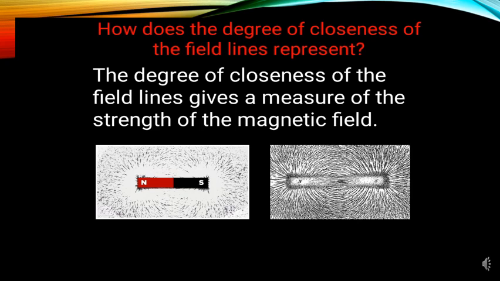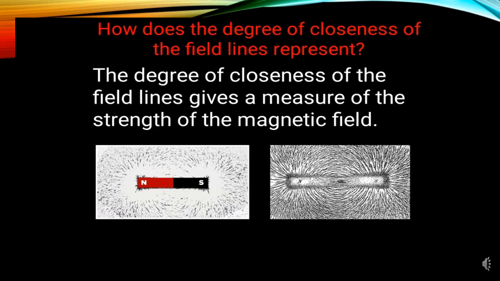Now, how can you decide the strength of a magnet? The strength of a magnetic field is indicated by the degree of closeness of the field lines. You can see here there are two diagrams. The lines are not that close in the first diagram and they are very close in the second diagram. That means the first magnet does not have that much strength in its magnetic properties.